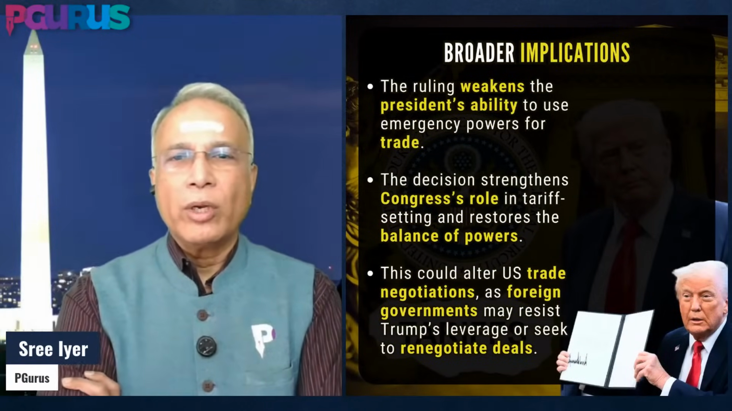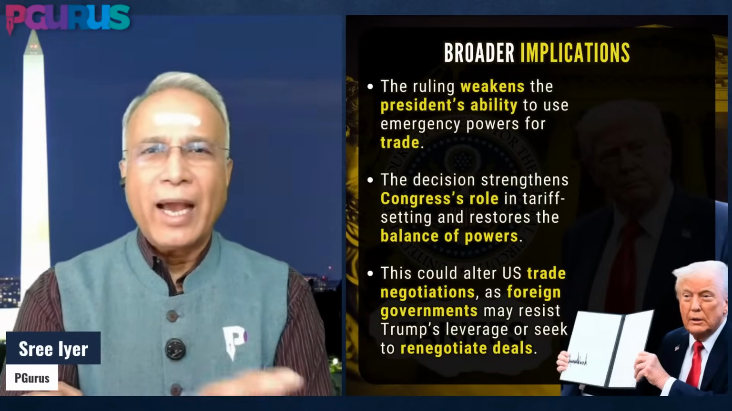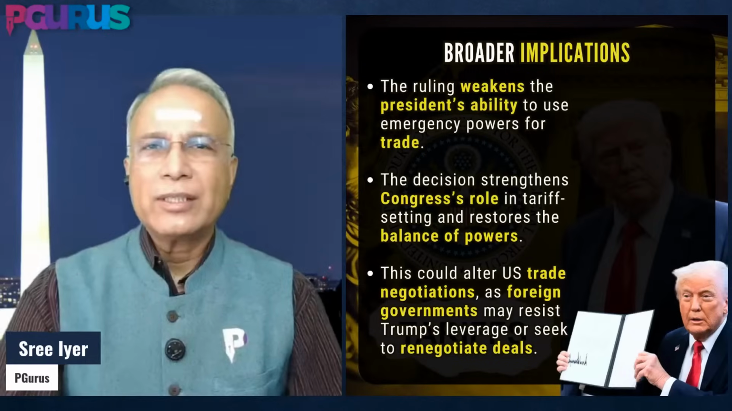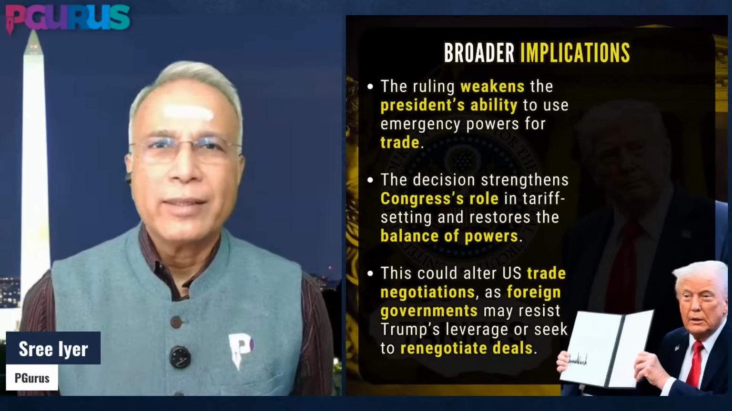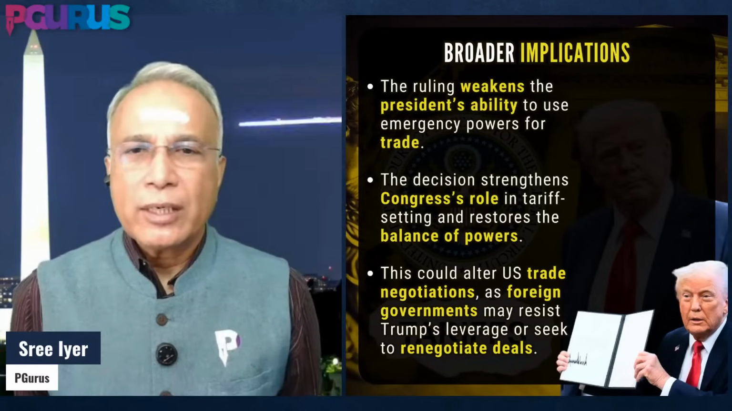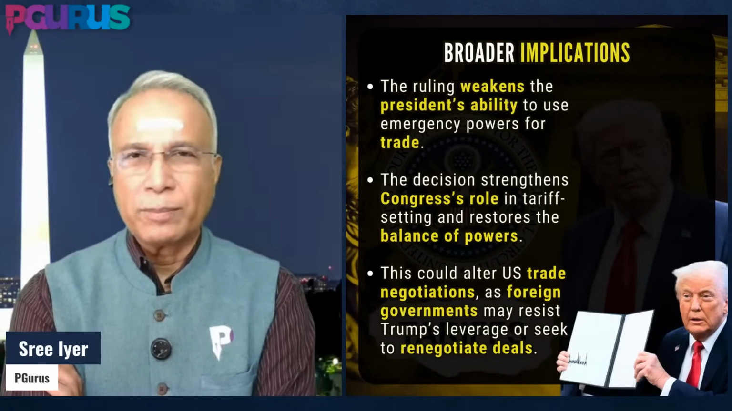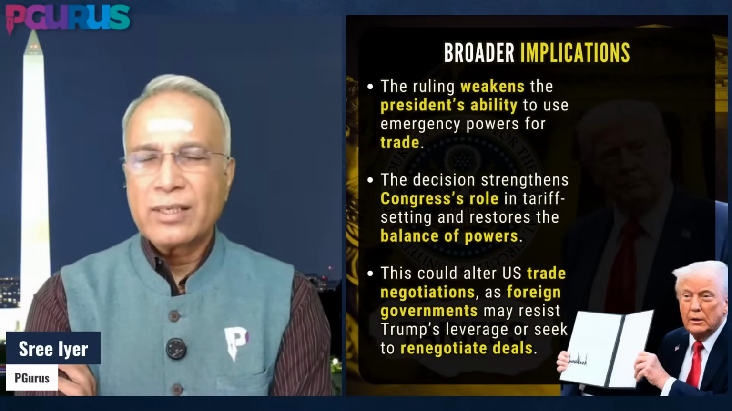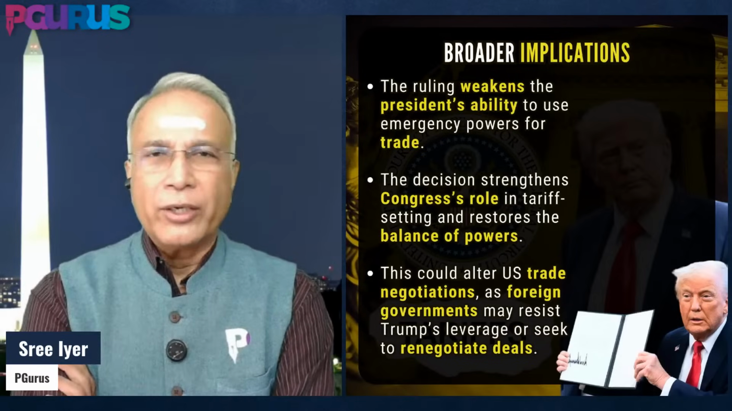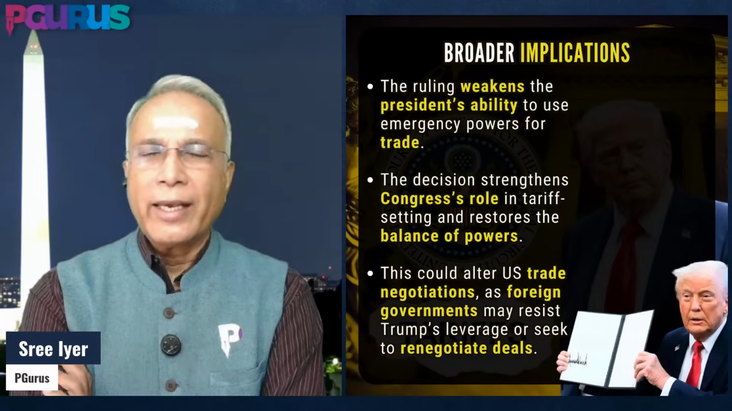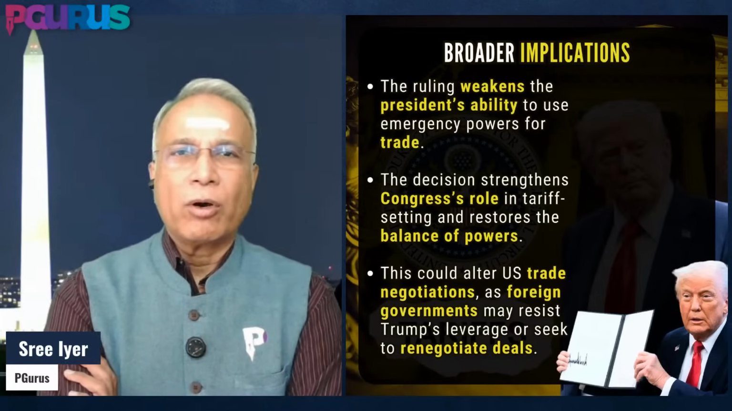Broader implication: the ruling weakens the president's ability to use emergency powers for trade. I mean, this is like he's trying to aim for the moon, and he's thinking that even if I get to a tall building, that is fine. The decision strengthens Congress's role in tariff setting and restores a balance of power. The Republicans are still a majority in Congress, and they could still rule for Trump. And this whole thing could again still be very much in effect. And that is something that the Trump administration could also be doing.